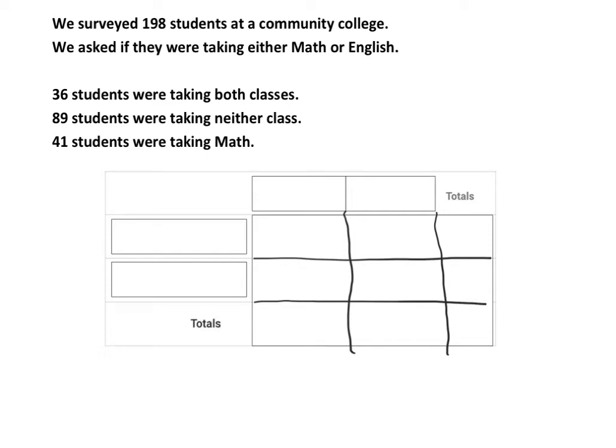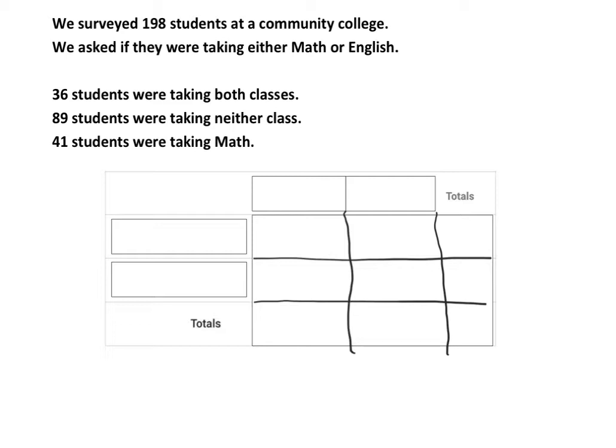In this video, we want to create a two-way table when we are giving some statistics, some frequencies related to two different categories. So we surveyed some students, 198 students to be exact, at a local community college. And we asked them whether or not they were taking math or English or both or neither, just a general statement. Now, what we see here is a blank two-way table.